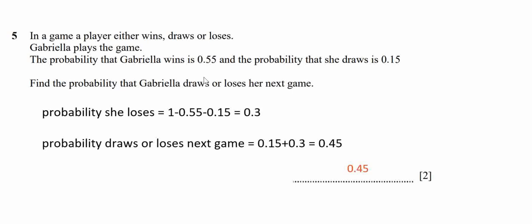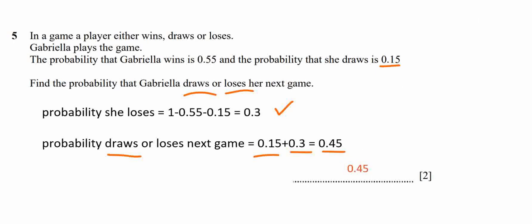Now the question is, find the probability that she draws or loses. So draw is 0.15, loses, we just get from our previous calculation, 0.3. So we add it up, then we get 0.45. That will be our answer.